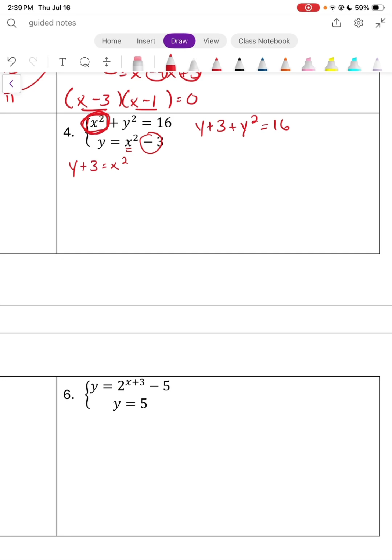Now I'm going to put these in order. So I've got y squared first, I'm going to put my y second. I move my 16 over, combine it with my 3, and that gives me minus 13 equals 0. Now, this thing won't factor, so I'm going to go to the Swinford method. Again, you can watch the other videos if you don't remember how to do that.